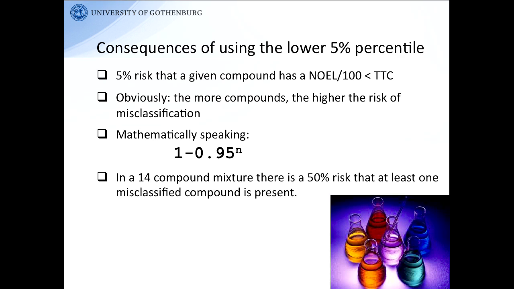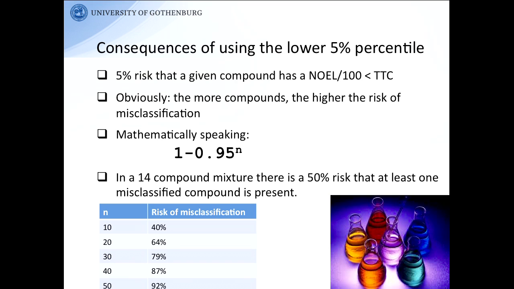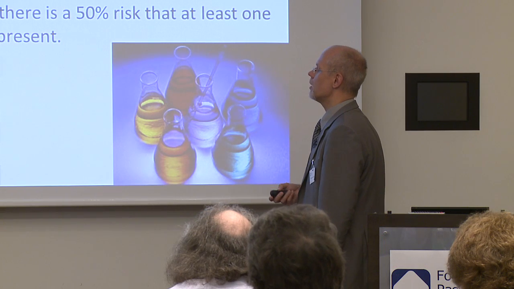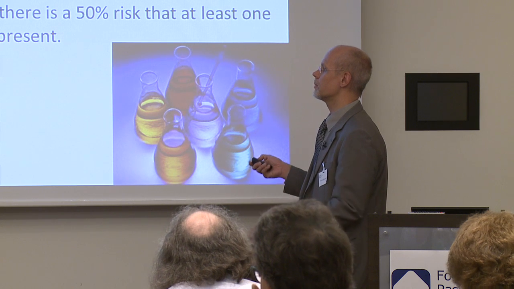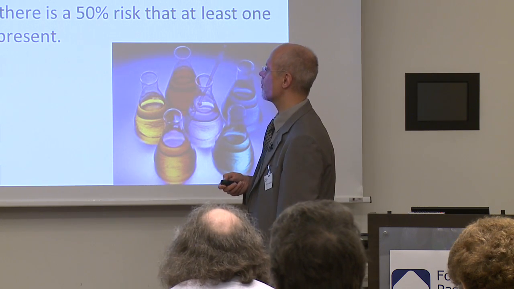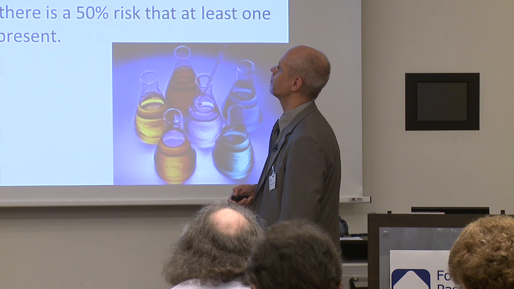If you go up to a 50-compound mixture, remember that we're talking about a pool of a couple of thousand compounds as the totality of the chemicals, we are almost certain that one or more compounds are misclassified by the TTC. So I think it's a problem that we have an increasing risk of misclassification.